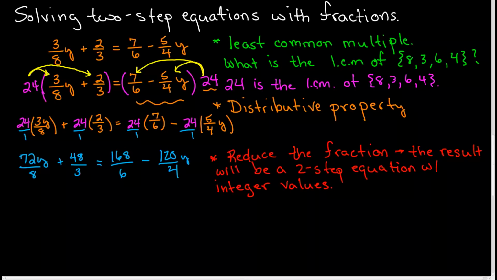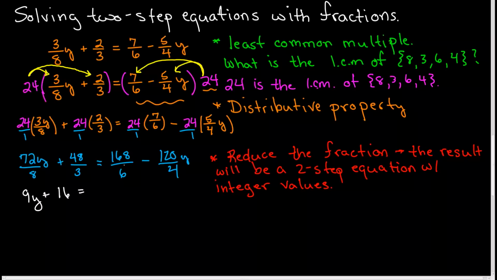Okay, so we can do some of these in our head, and if we need to work them out on paper or with a calculator, that's fine. So 72 over 8. Well, 72 divided by 8, that one's not too bad. That'll give me 9. So 9y plus, let's see here, 48 over 3. I think that one's 16. So bring it on down.